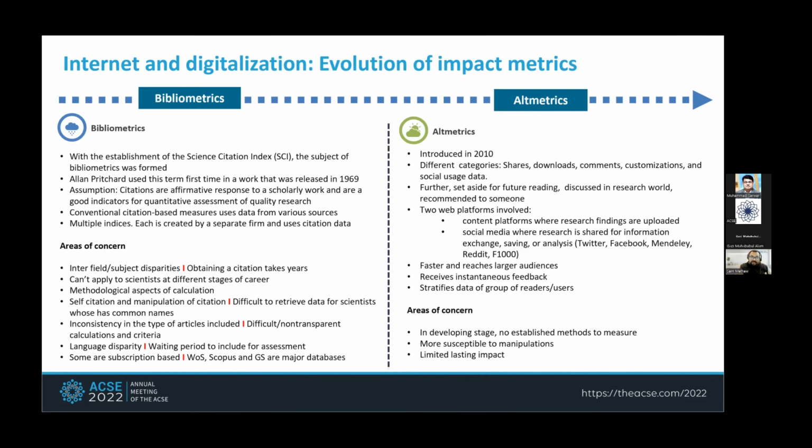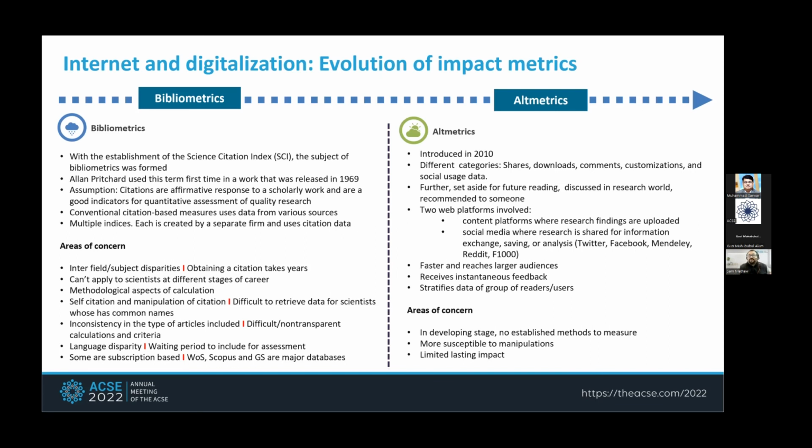As we have already seen, there are multiple indices which are created by different firms and they use various sources. There are many major concerns for these bibliometrics. It takes years to get indexed, and the waiting period to get included in the assessment is 2 to 3 years. There are inter-subject disparities, so head-to-head comparison of different researchers may not be possible.